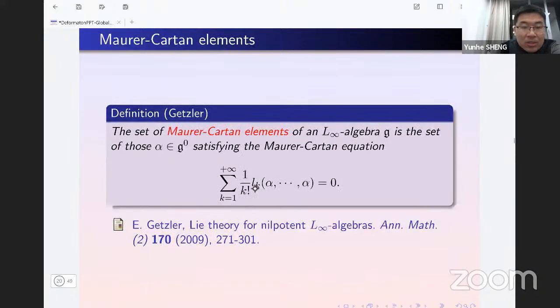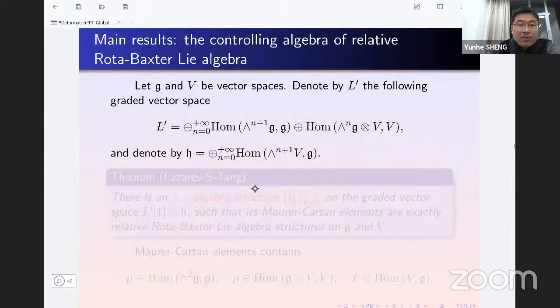We also need the notion of Maurer-Cartan elements of an L-infinity algebra, which is due to Getzler. The set of Maurer-Cartan elements of an L-infinity algebra G is the set of those alpha in G_0, of degree 0, satisfying the following Maurer-Cartan equation. There are many terms. Then we can give the following main result, which is the controlling algebra of relative Rota-Baxter Lie algebras.